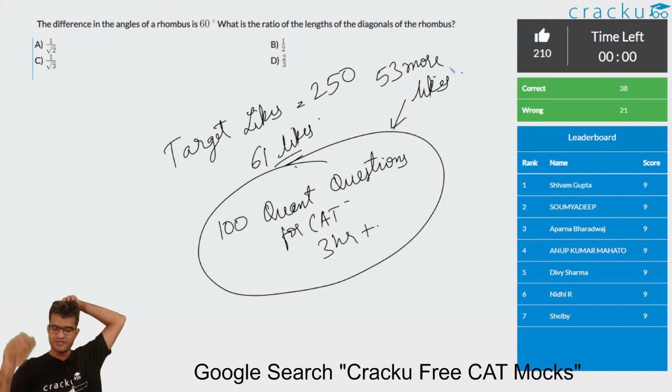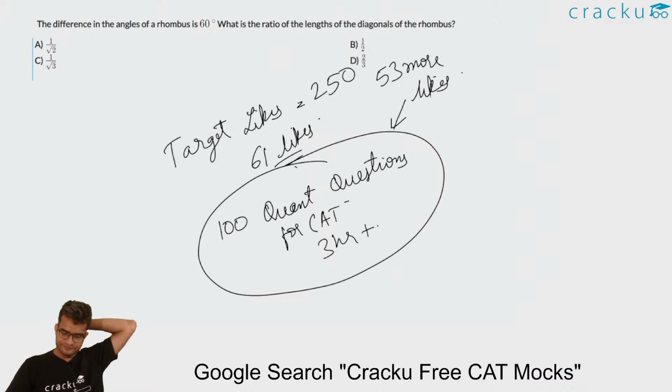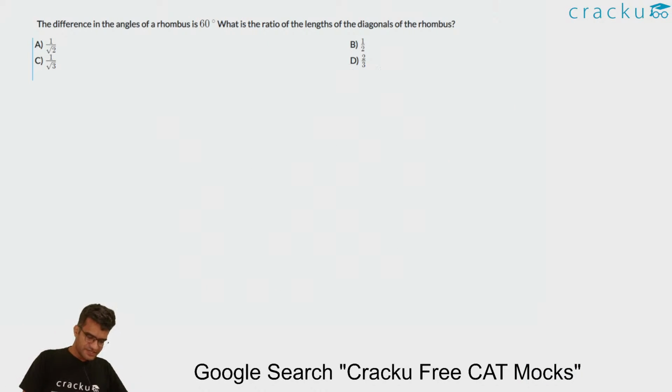That I think is not a good idea. Let us try to answer this question. Here we are told that there is a rhombus and the difference in the angles of a rhombus is 60 degrees. This is what we are told. Using that, we can first calculate the angles of the rhombus.